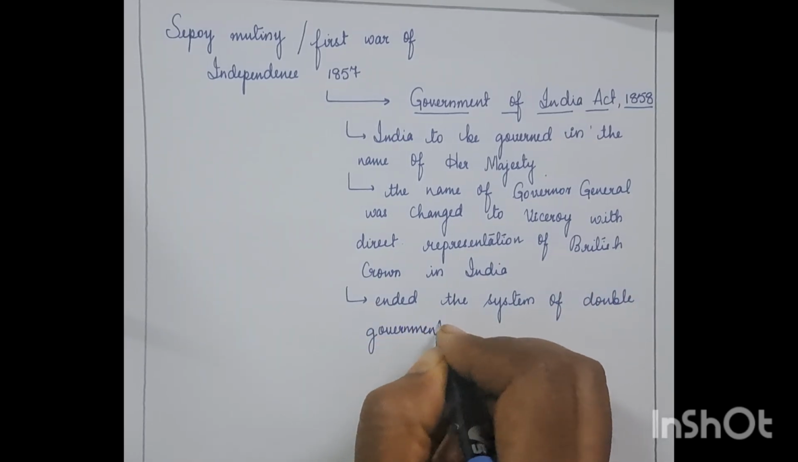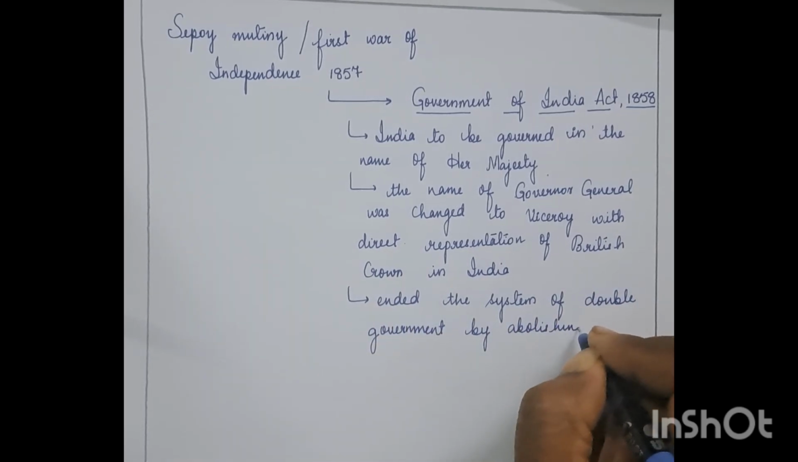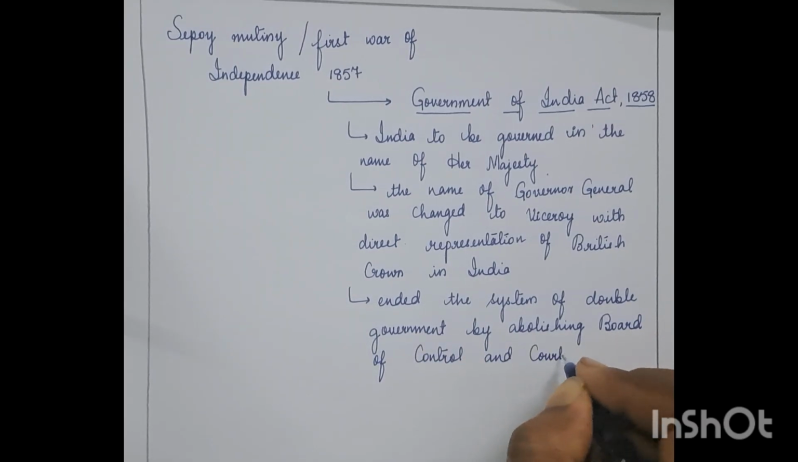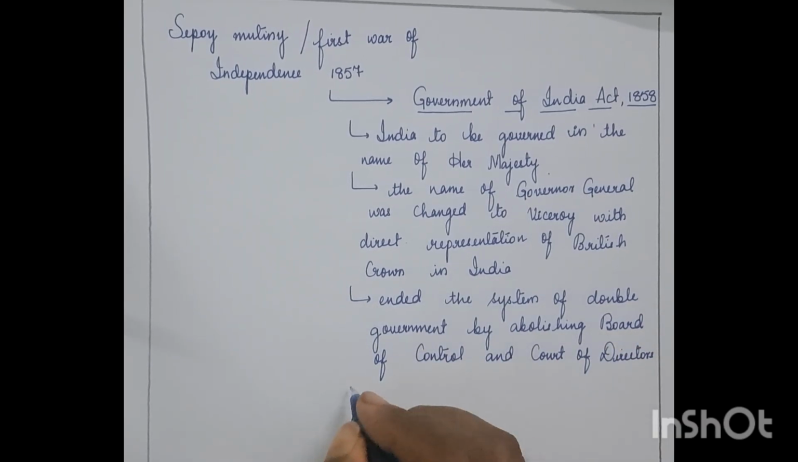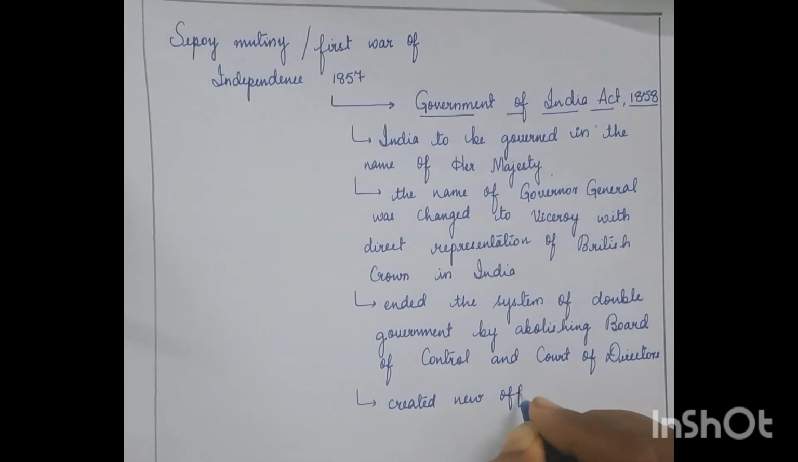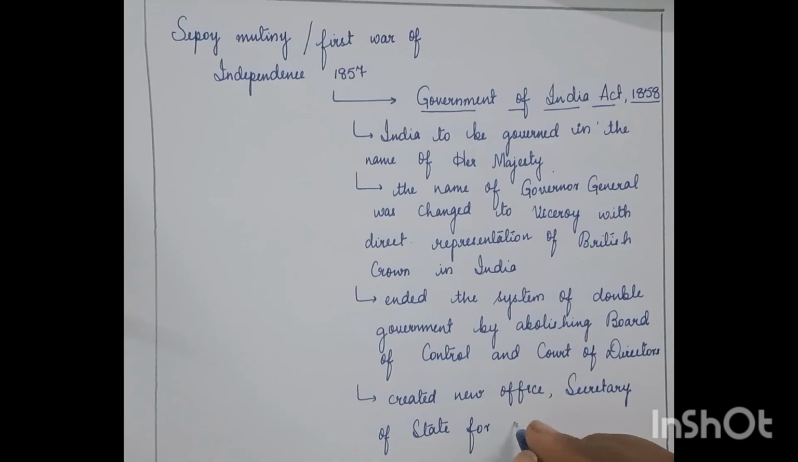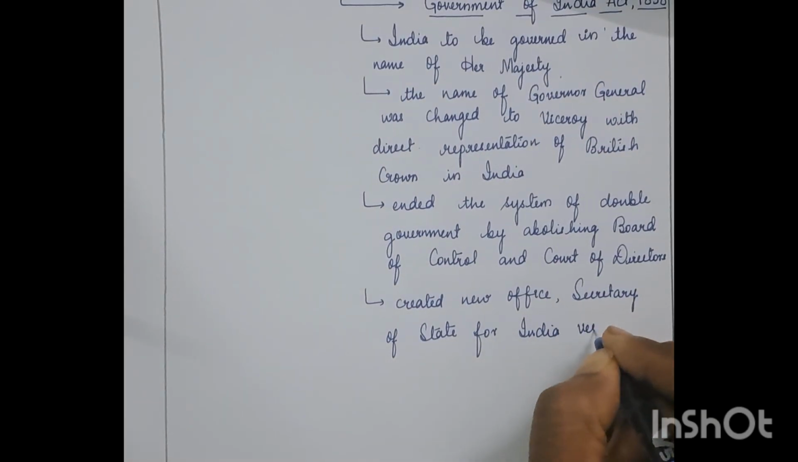British Crown in India. The act ended the double government by a Board of Control and Court of Directors. It created new office, Secretary of State for India, vested with complete authority and control over Indian administration. To assist the Secretary, a 15-member Council of India was established.